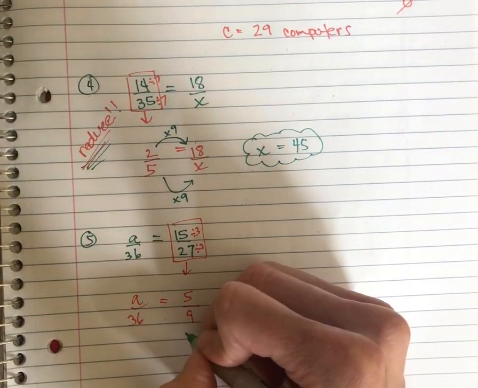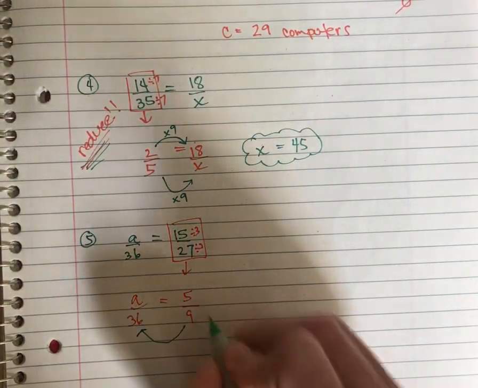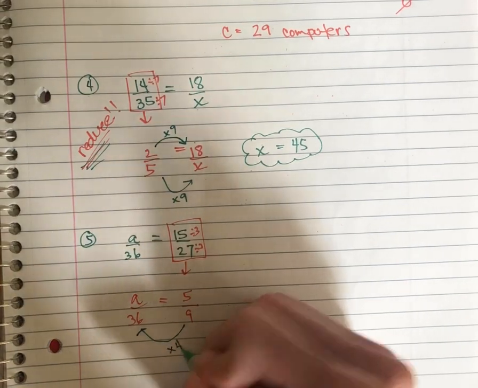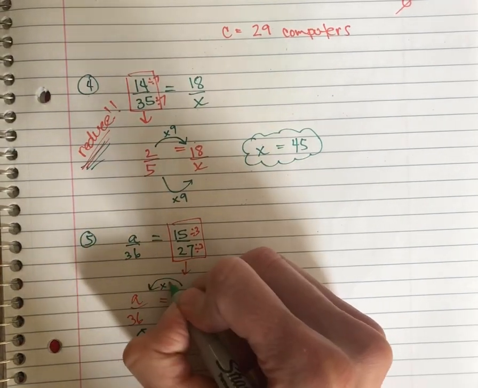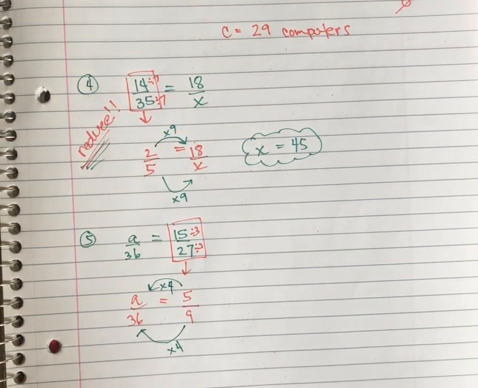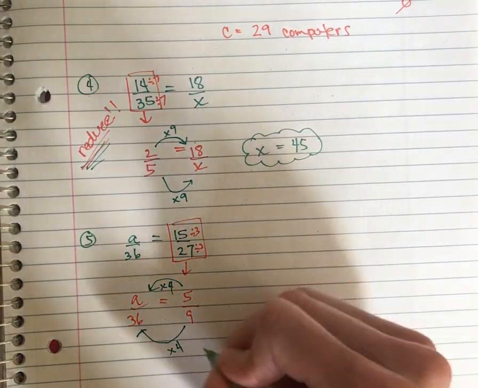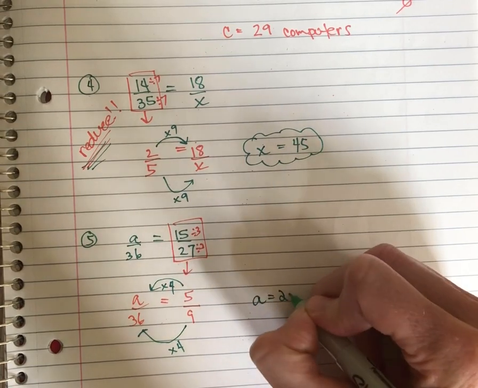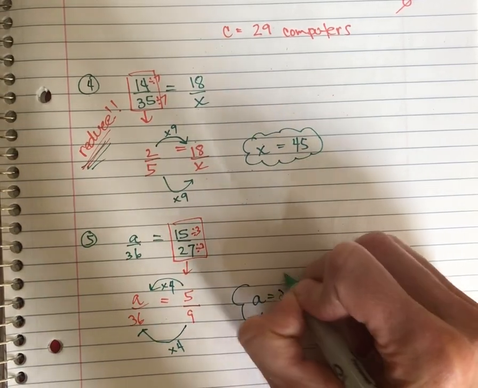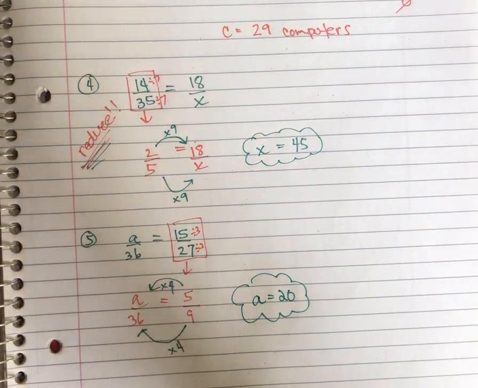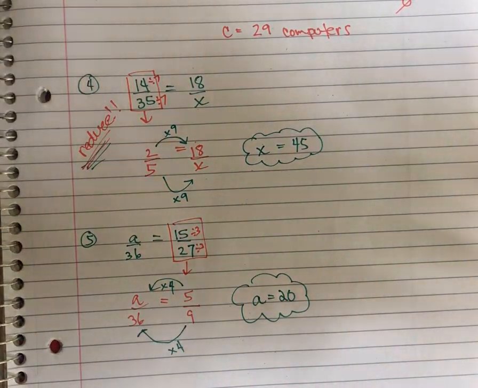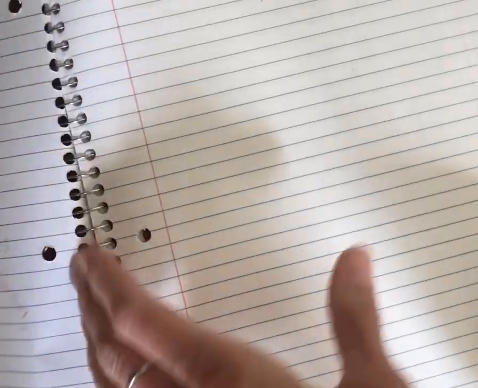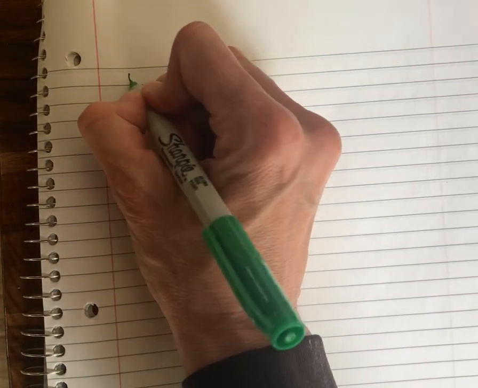Okay? So then we ask ourselves, how do we get from 9 to 36? Times by 4. What do we do to the 5? The same thing, times by 4. 5 times 4 is 20. So A equals 20. Okay, so these are really good lessons that you need to reduce if possible. Number 6, tune in, this one's different.